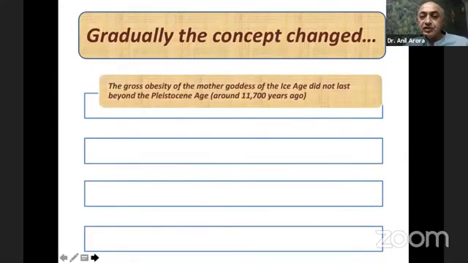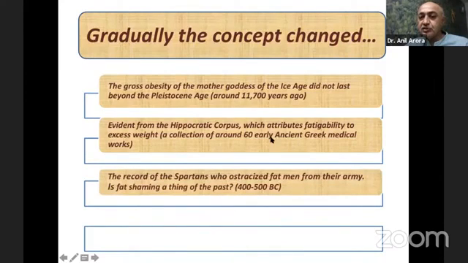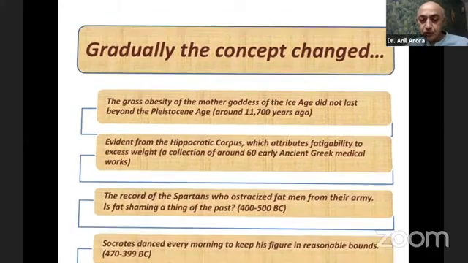The gross obesity of the mother goddess, which I had shown you as the Venus of Willendorf, did not last long. There was evidence from the Hippocratic corpus, which attributes fatigability to excessive weight. And there were 1660 books written as Greek medical works which talked of this. There is a record of the Spartans who ostracized fat men from their army because fat men could not fight the battle very well. And you had Socrates, who would dance every time he found time to maintain his body figure.